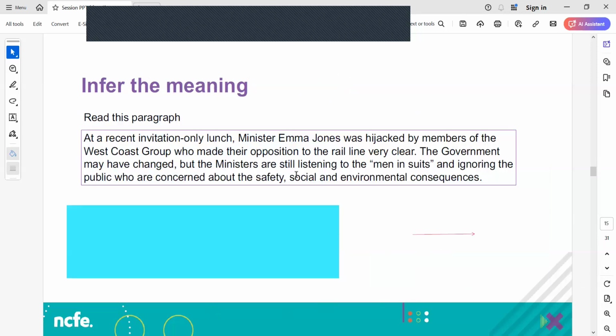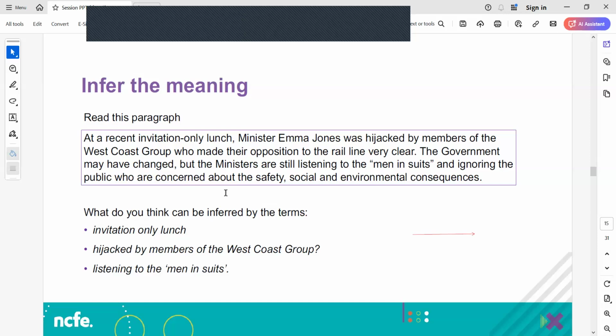Okay, so we're going to read this paragraph and infer the meaning. At a recent invitation-only lunch, Minister Emma Jones was hijacked by members of the West Coast group who made their opposition to the rail line very clear. The government may have changed, but ministers are still listening to the men in suits and ignoring the public who are concerned about the safety, social, and environmental consequences.